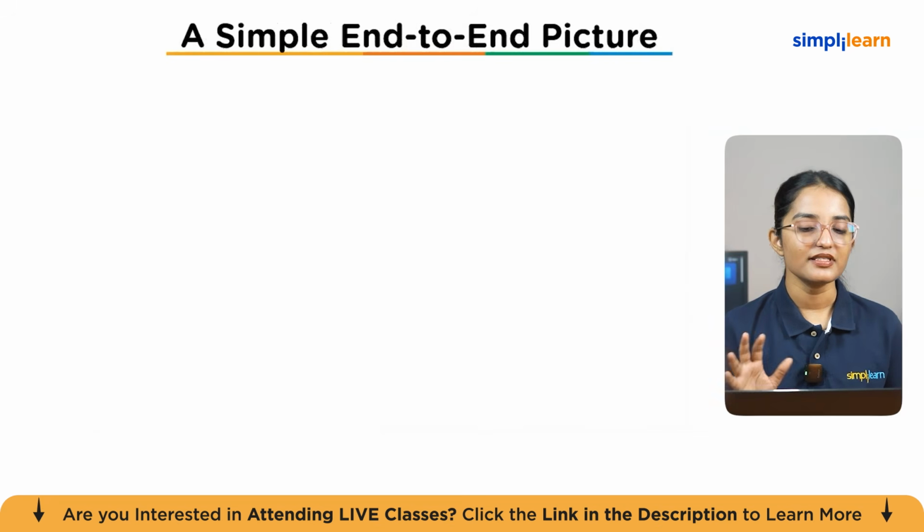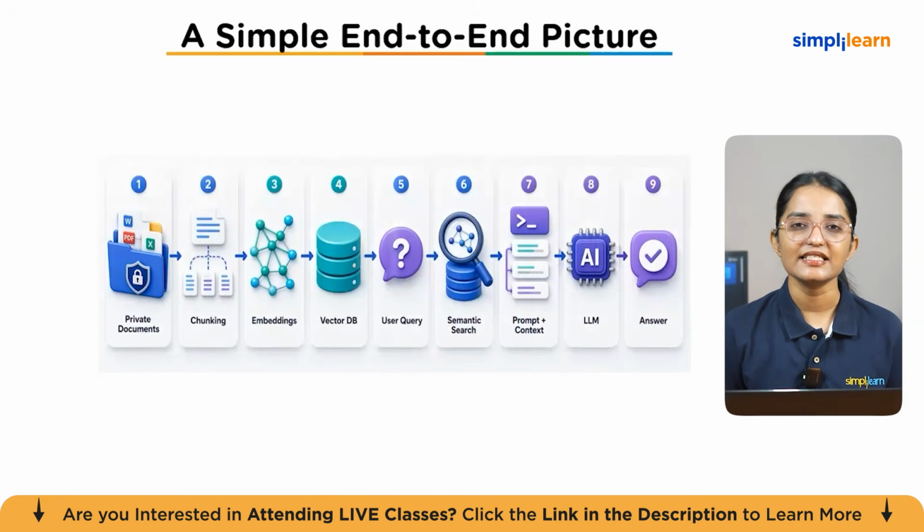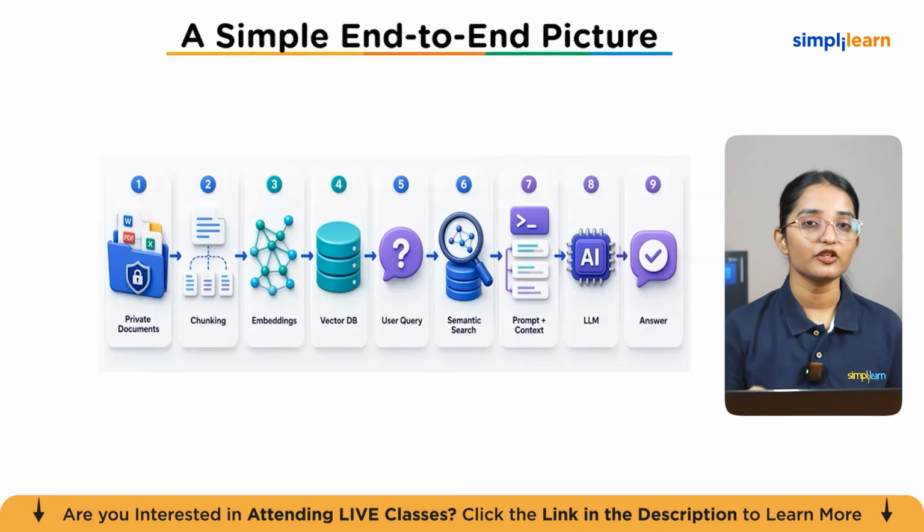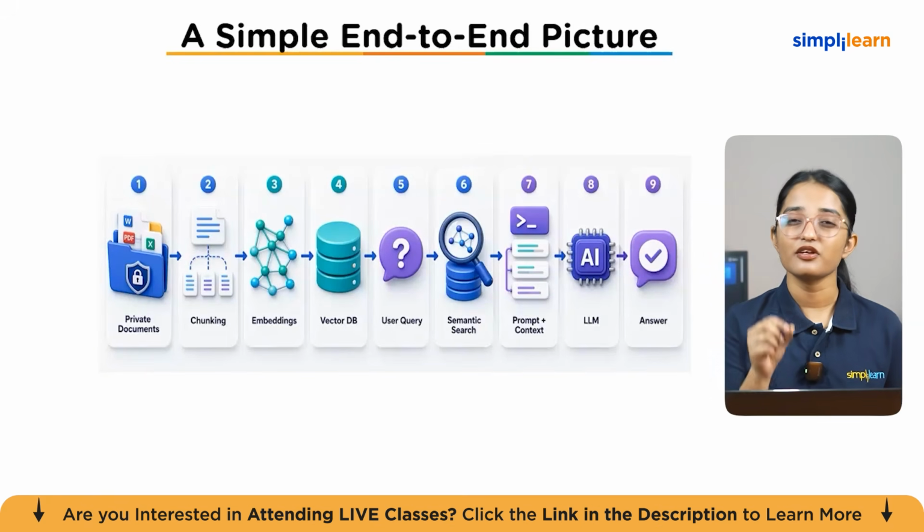Now, let me give you a simple end-to-end picture here. Let's wrap the whole thing up with a very simple flow. A company has thousands of private documents. These documents are split into chunks. Now, each chunk is converted into embeddings. Those embeddings are stored in a vector database. Now, when the user asks a question, the question is also converted into an embedding. The system finds the most relevant chunks using semantic search.